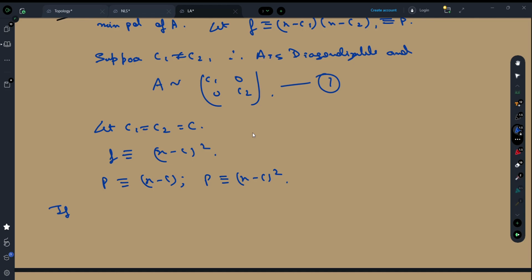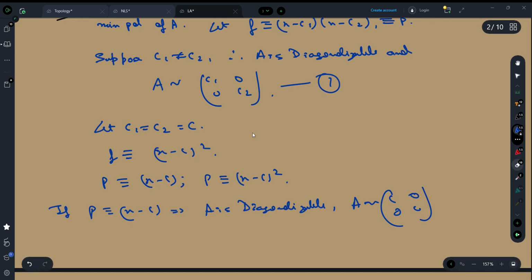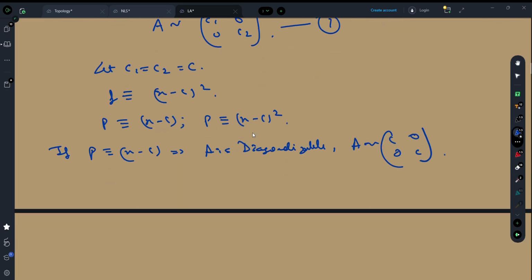If the minimal polynomial is x minus c, then again it's diagonalizable, right? Because we have seen that a matrix is diagonalizable if the minimal polynomial splits into linear factors. So if P is x minus c, then A is diagonalizable and A admits the form: A is similar to c 0 0 c. So it's again kind of the first form.